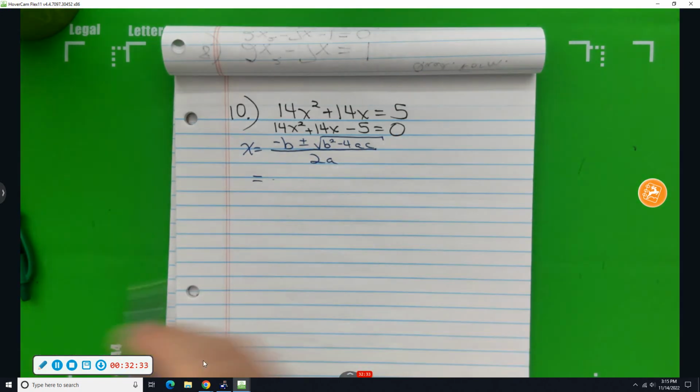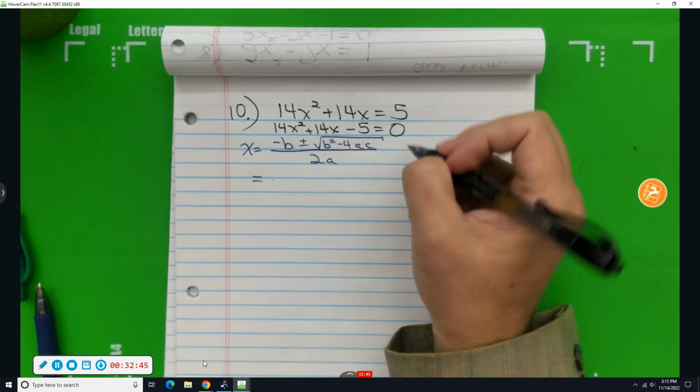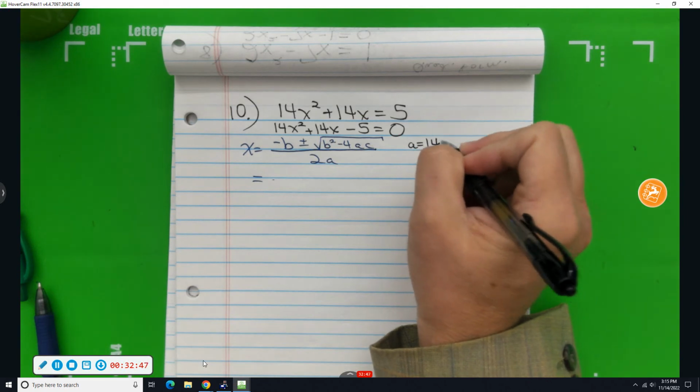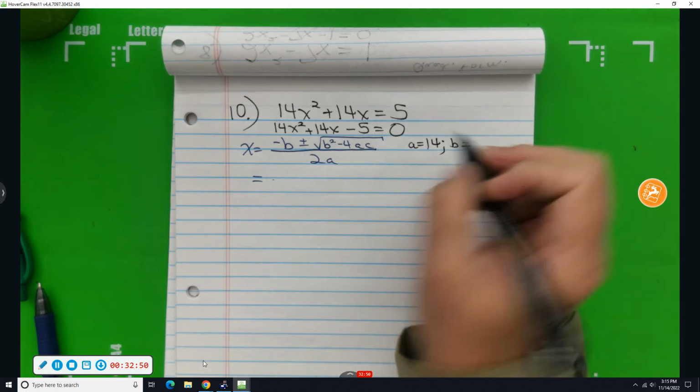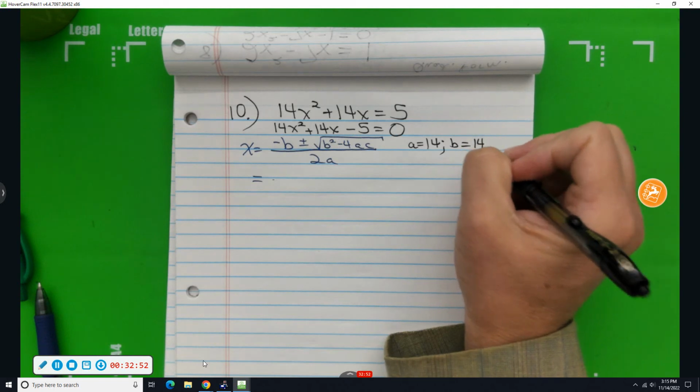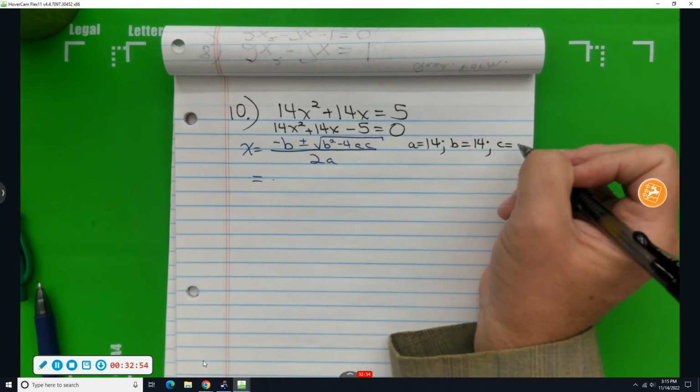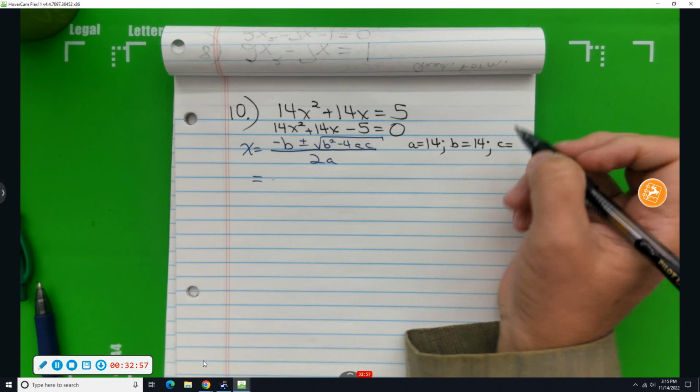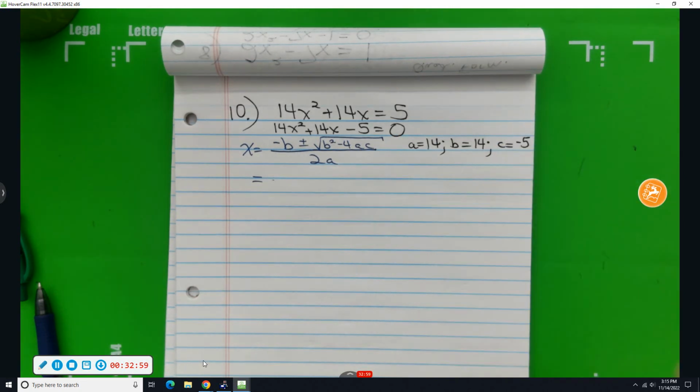And let's identify a, b, and c. What would we say a is? A is a positive 14. What's b? Oh, it's a positive 14 also. And c, a negative 5. I agree. So, let's start substituting into the quadratic formula.